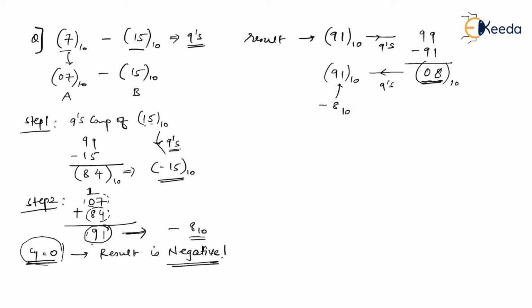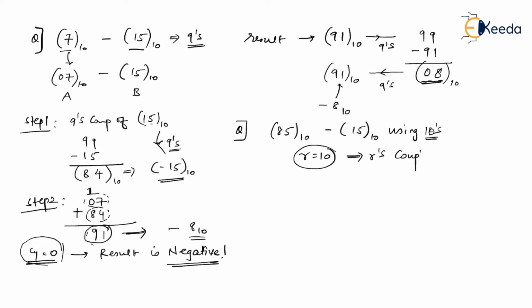So to understand still, what we will do is we will take another example where let's say you have to perform 85 to the base 10 minus 15 to the base 10 using, let's say, 10's complement method. Now here, if you observe r equal to 10 and you have to use 10's complement method, meaning that this is r's complement method only. Correct? So let us use 10's complement method.